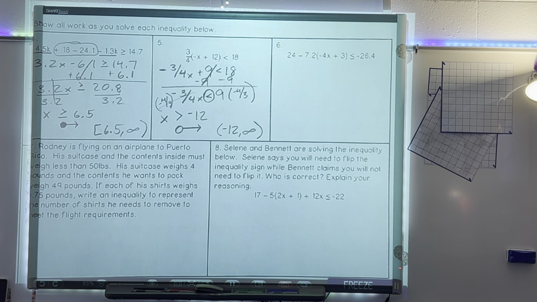Over here, leave that over here. This should have an x. Let's see. That's gonna change all your stuff.